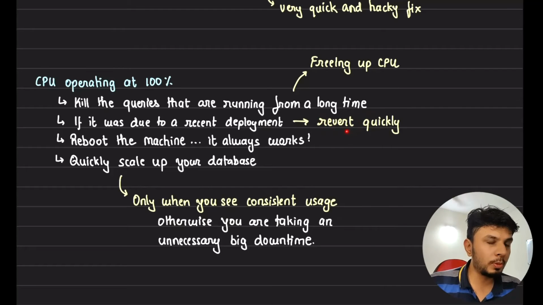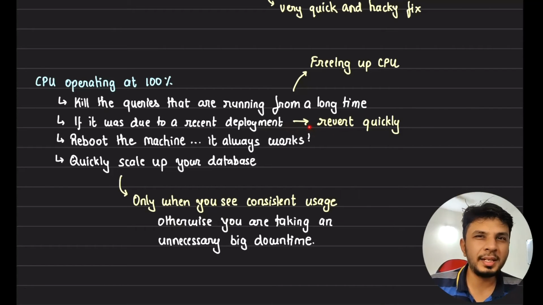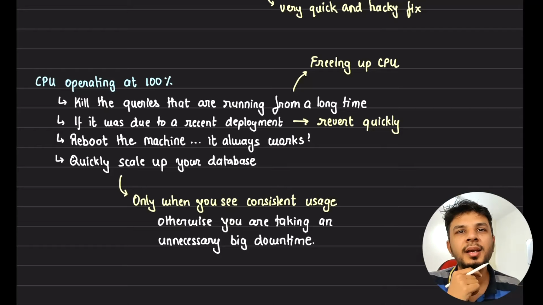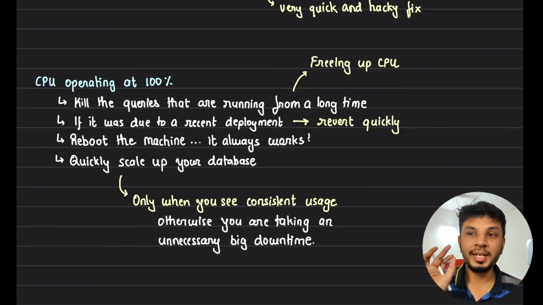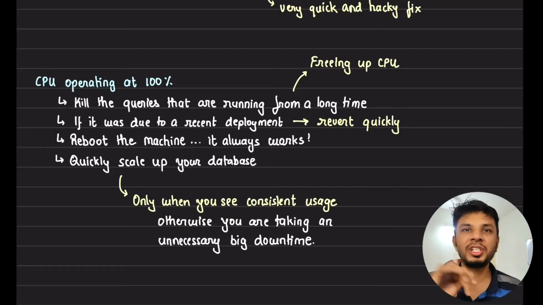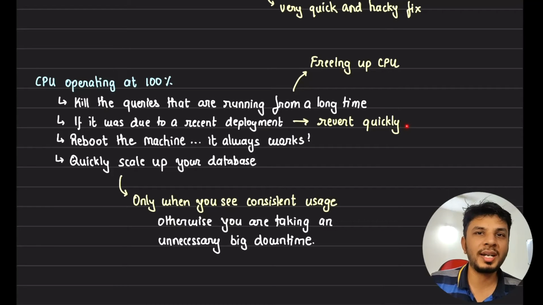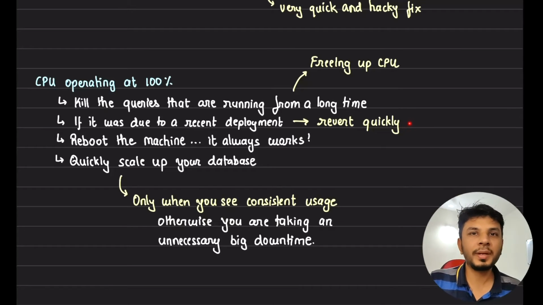More often than not, it's one of the recent deployments that would have triggered this. Check if any recent deployment led to a push of a very inefficient query that is getting executed on the database. Maybe a few joins here and there which were not needed. Maybe very poor indexing on your database. Someone might have written a query which is literally scanning the entire table every time it is executed. A very stupid query. So identify if there was any deployment and revert those changes very quickly.